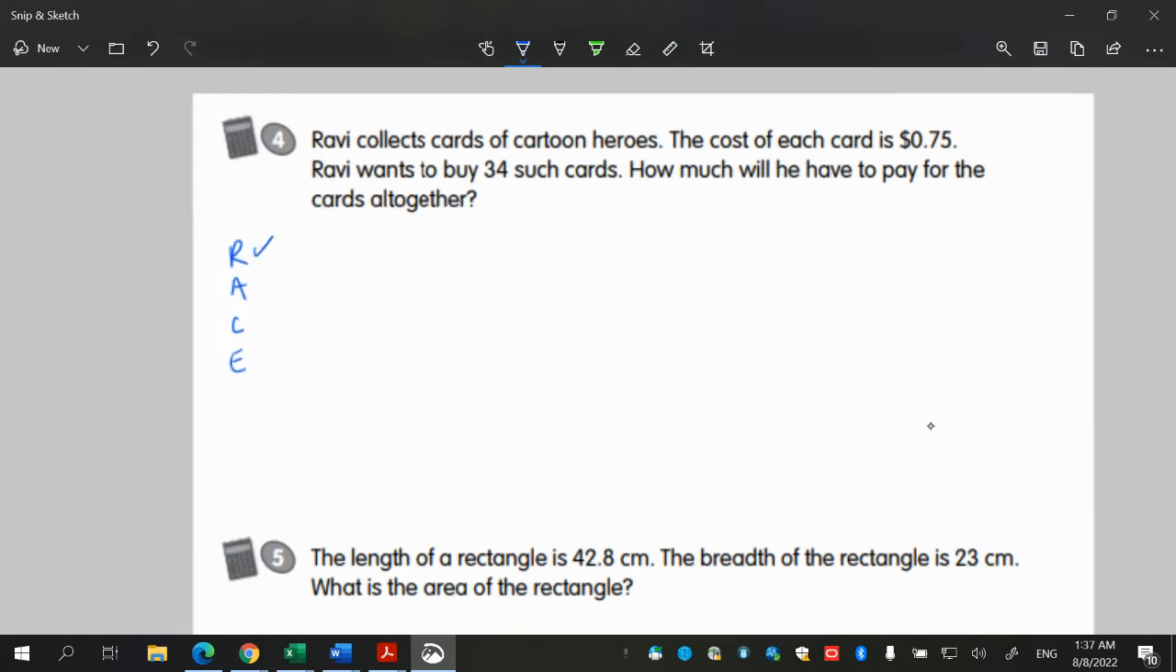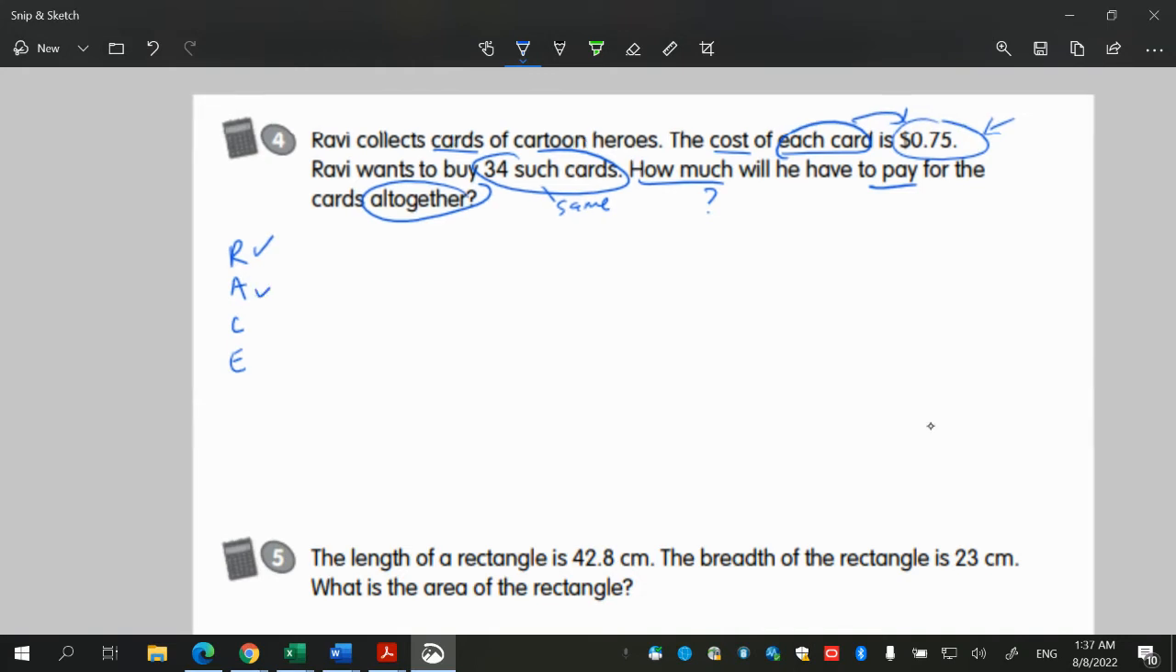Okay, I'll go with the second reading at the same time. I'm going to annotate. Cost of each card is 75 cents and he bought 34 such cards. Such means they are the same cards, equal in value. That refers to these cards. How much he has to pay? How much? That's the question. Pay for the cards altogether. So the sum of the amount of money. Okay, I think this question is fairly simple.